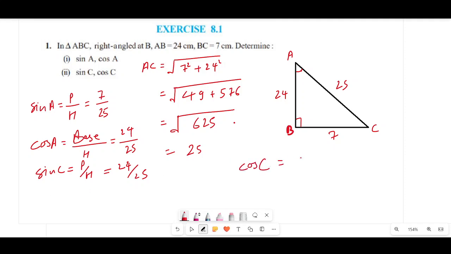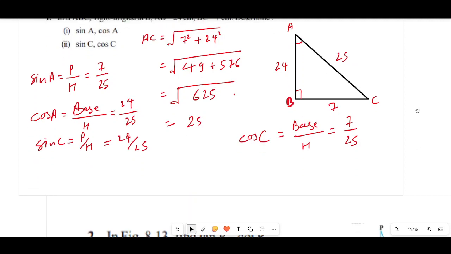Now what is the value of cos C? Cos C is base upon hypotenuse. Now if you take C, then the adjacent side 7 will be base, so base is 7 and hypotenuse is 25. So this is our solution. Now come to the next question.